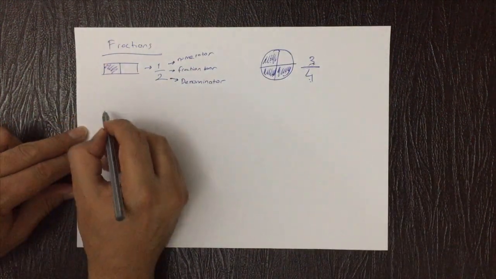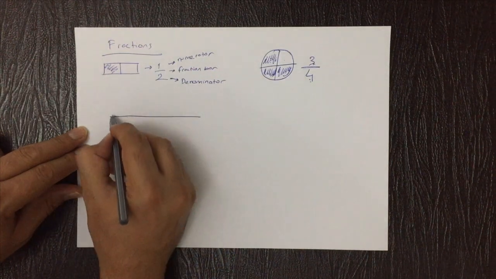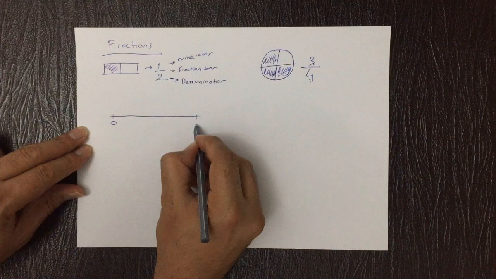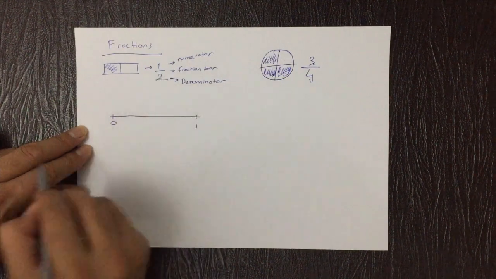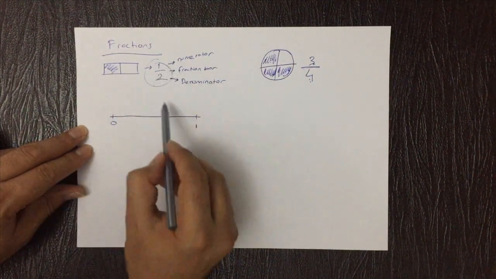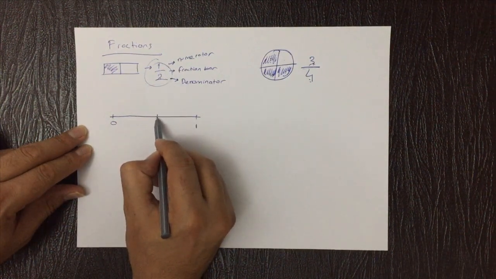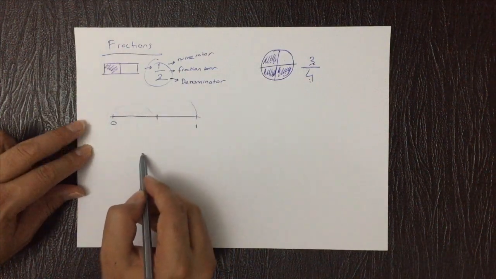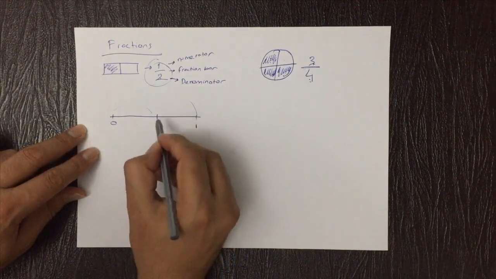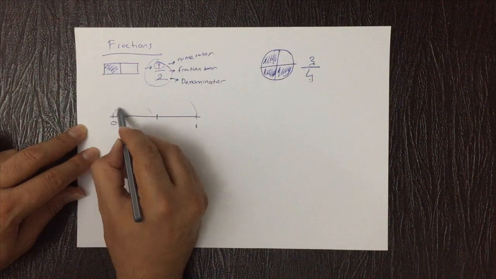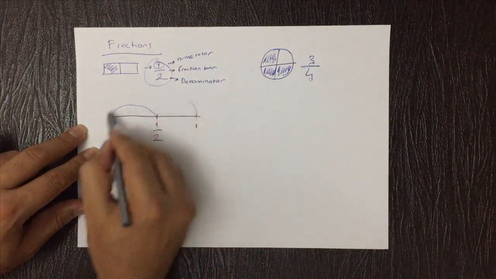Okay, so let's see how we show fractions on the number line. It's 0, then 1, of course. So for example, let's show that fraction on the number line. How many parts do I need? 2. I have to cut 2 equal parts. Look, 1, 2. Those are 2 equal parts. So how many parts did I get? Just 1 part. So it is here.